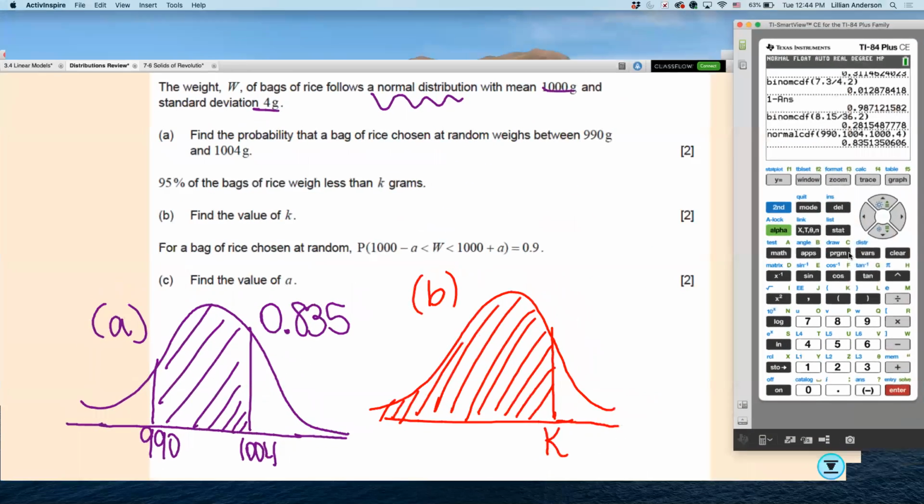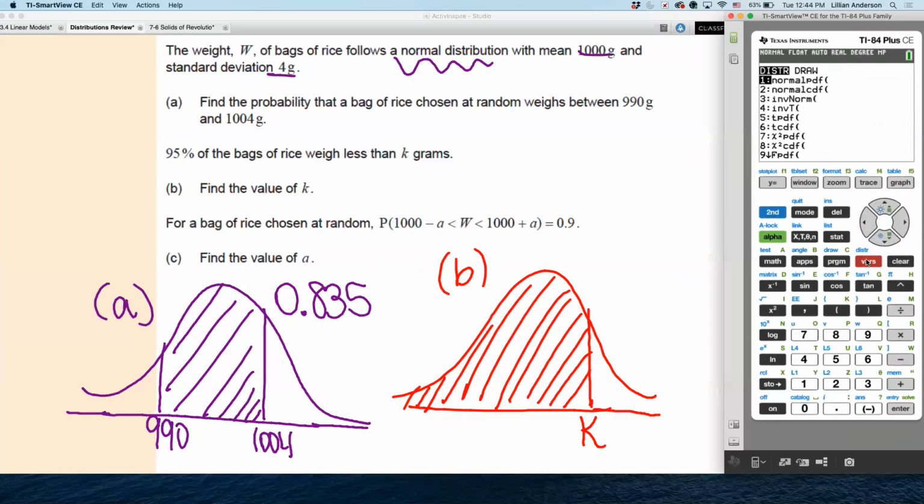How do I achieve the actual value? Second bars, inverse norm, because I'm looking for an X value. My area, what was that area? 0.95. For those who do not have that tail feature, I don't have to worry about doing any complements because I already have the area that's to the left of that vertical line. Anytime I have the area to the left, I don't have to worry about changing anything up. My mean is 1,000, my standard deviation is 4. Unfortunately, I am going to have to adjust this tail, otherwise it's going to give me the wrong thing. So it is the left tail for those who have tails. Those who don't, you don't have to worry about it.